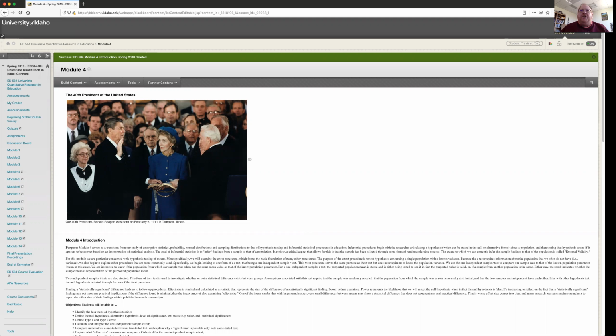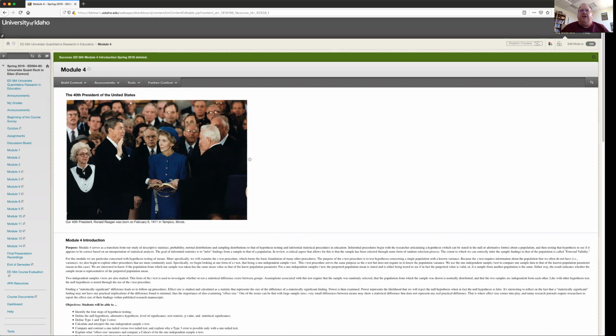More specifically, we will examine the z-test procedure, which forms the basic foundation of many other procedures. The purpose of the z-test procedure is to test hypotheses concerning a single population with a known variance. Because the z-test requires information about the population that we often do not have, such as variance, we also begin to explore other procedures that are more commonly used.